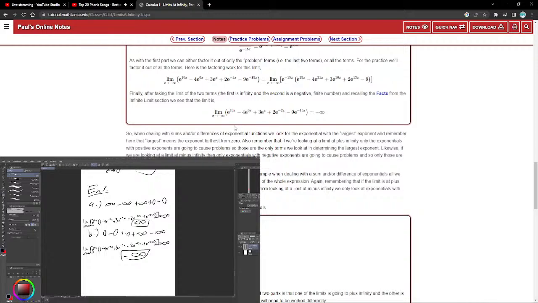So when dealing with sums and or differences of exponential functions, we look for the exponential of the largest exponent. And remember here that largest means the exponent farthest from 0. Also remember that if we're looking for a limit at plus infinity, only the exponentials with positive exponents are going to cause problems. So those are the only terms that we're looking at for the largest exponent. Oh, is that how it works? Looking at a limit at minus infinity, then only exponentials with negative exponents are going to cause problems. So those are looked at in determining the largest exponent. Okay.